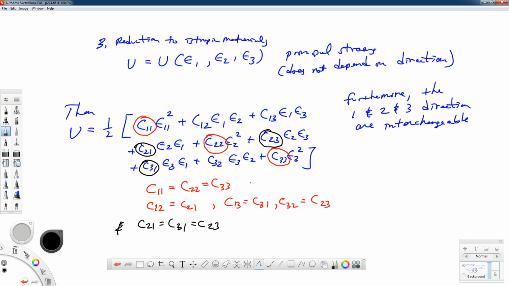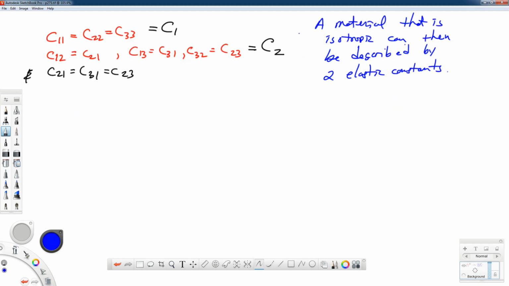Now I'm going to call these terms on the normal principal strain squareds elastic constant C1, and I'm going to call the ones on the cross terms, where we have 2 and 1 and 3 and 1 and all of that multiplied together, a constant C2. Let's make a little bit of room. Alright, so a material that is isotropic can be described by two elastic constants.